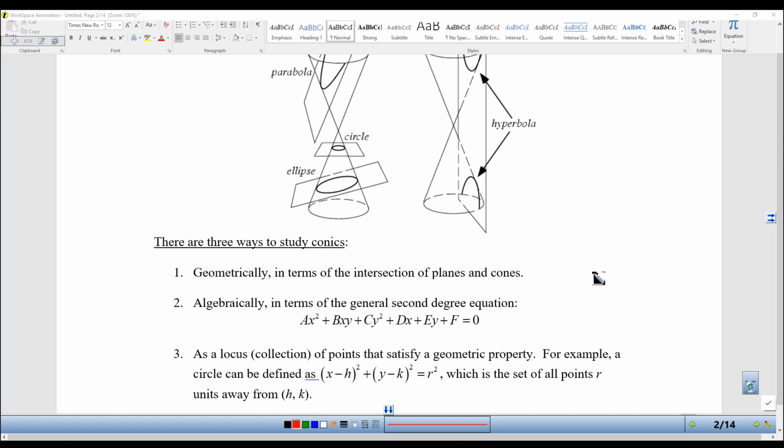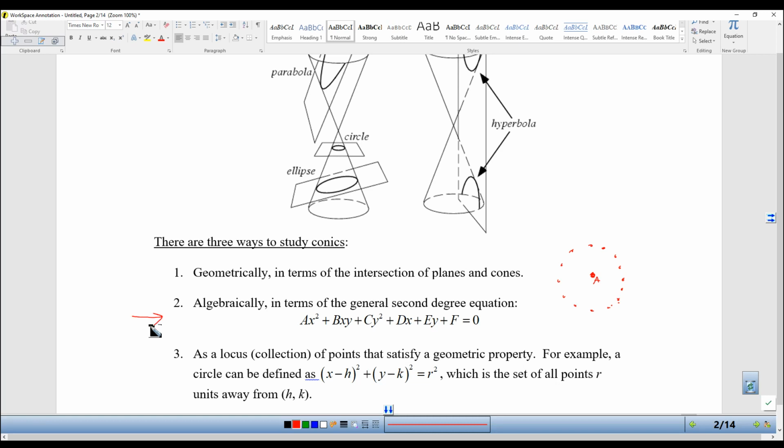For example, you could think of a circle as having a single point A, and if you drew every single point that was exactly the same distance from that initial point A, you would create a circle. This is the collection of points that are all a certain distance away from A. That's how we're going to study parabolas today.